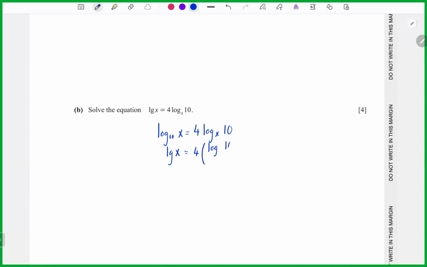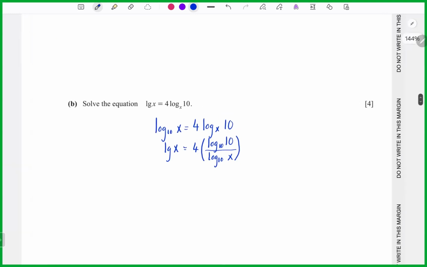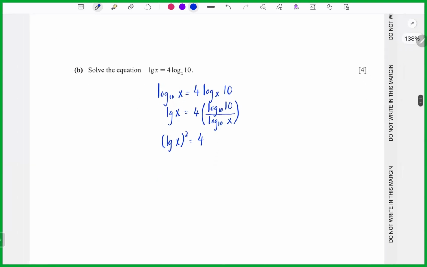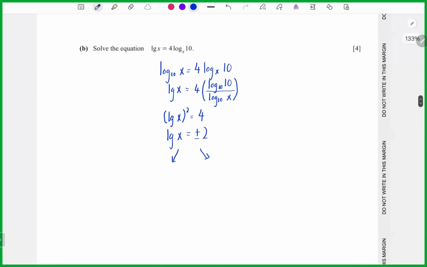Okay, log here is 10 over log is x. So I better take 10 tens here. So I will get log x squared equals 4. Okay, so I try. I will get log x equals positive or negative 2. So I can try to separate out: log base 10 x equals 2, and log base 10 x equals negative 2.